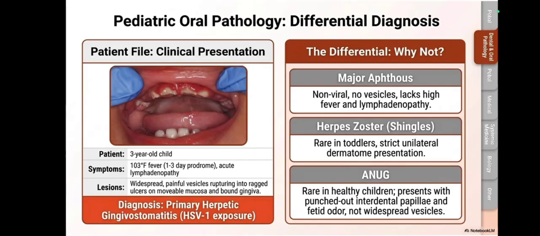Then moving on to the next topic, it is primary herpetic gingivostomatitis. In pediatrics, a 3-year-old child presenting with a high fever, lymphadenopathy and widespread painful oral vesicles is a textbook case of primary herpetic gingivostomatitis. This is the clinical manifestation of a child's first exposure to herpes simplex virus 1. It is distinguishable from herpes zoster, which is typically unilateral, and ANUG, which presents with necrotic papillae rather than widespread vesicles.